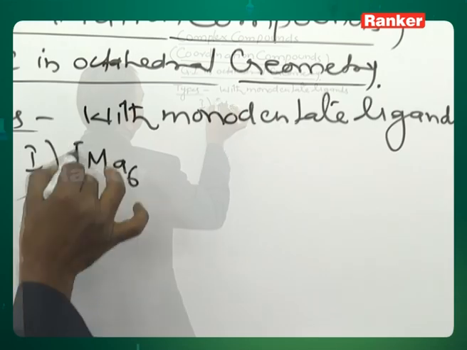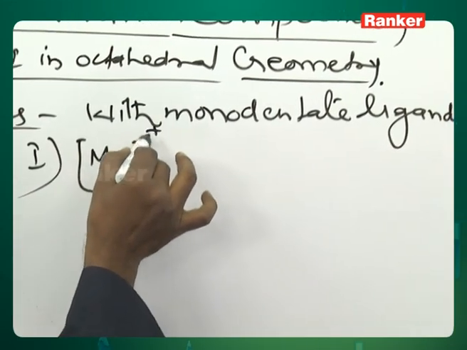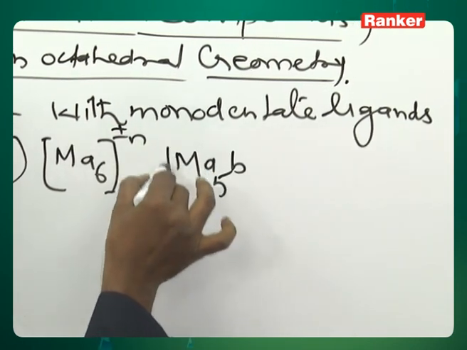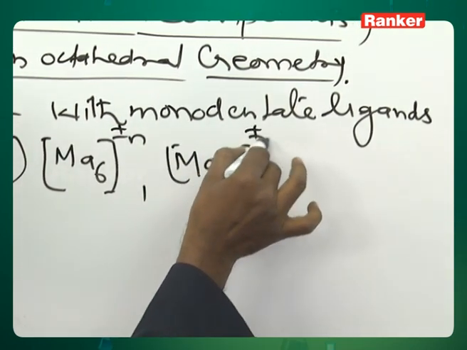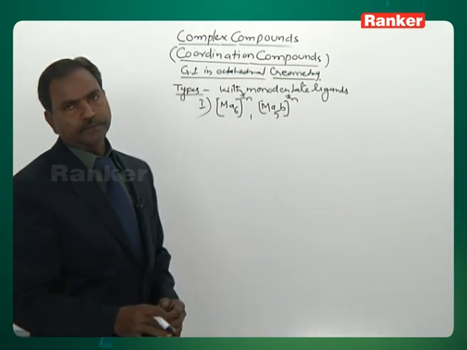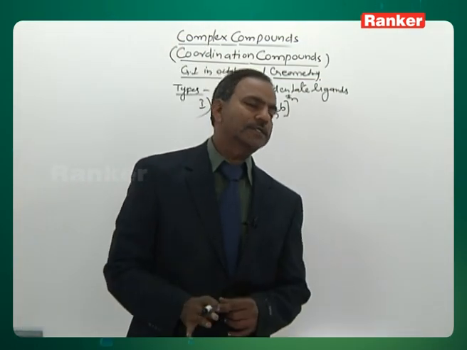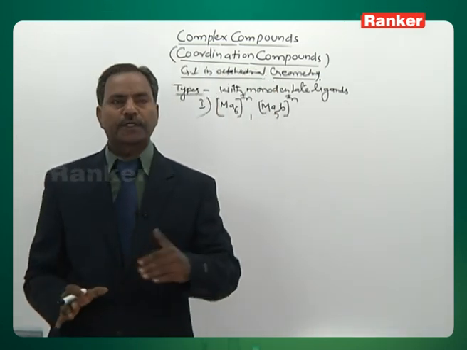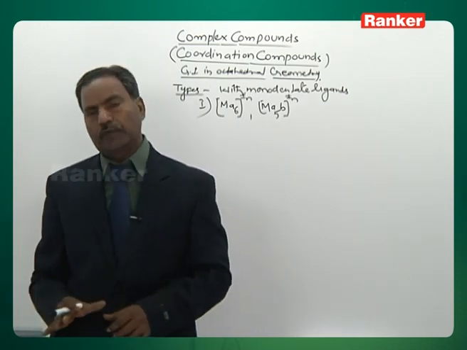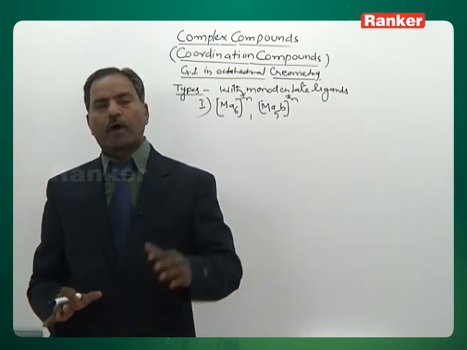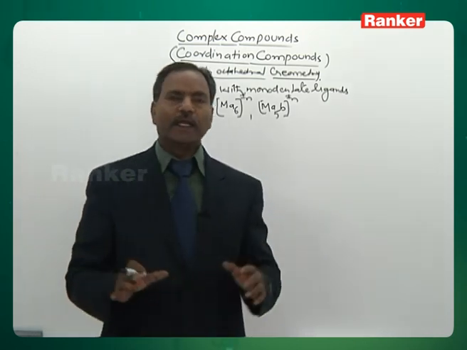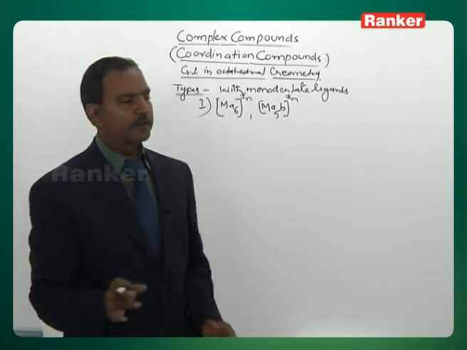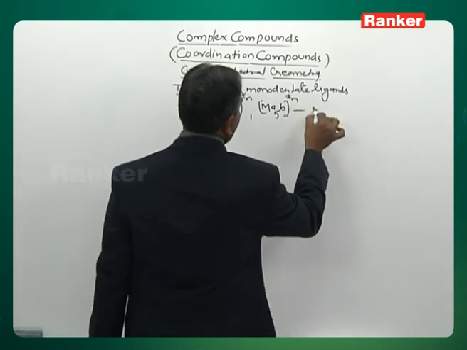Ma6 plus or minus n, Ma5b plus or minus n, no geometrical isomerism. Look here, all the 6 ligands are same or 5 ligands are same. We cannot write any second structure or second geometry for that particular complex. Therefore, in octahedral geometry, if all the 6 or 5 ligands are same, such a complex cannot exhibit any geometrical isomerism. So, here no geometrical isomerism.